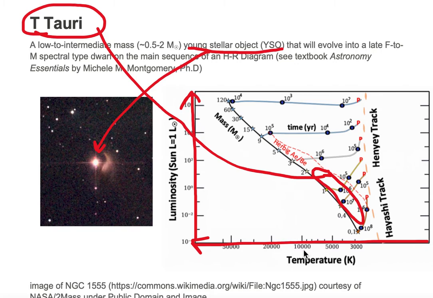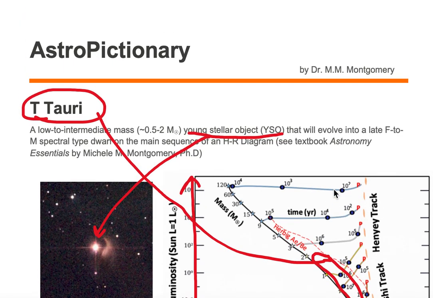Spectral type is like temperature. We would end up with a late F, G, K, M spectral type, where spectral type is along the horizontal axis. We would end up with a late F, G, K, or M object, otherwise a 0.5 to 2 solar mass object on the main sequence. But it's not quite there yet. It's still contracting and forming a star, otherwise known as a T Tauri, low to intermediate mass young stellar object.